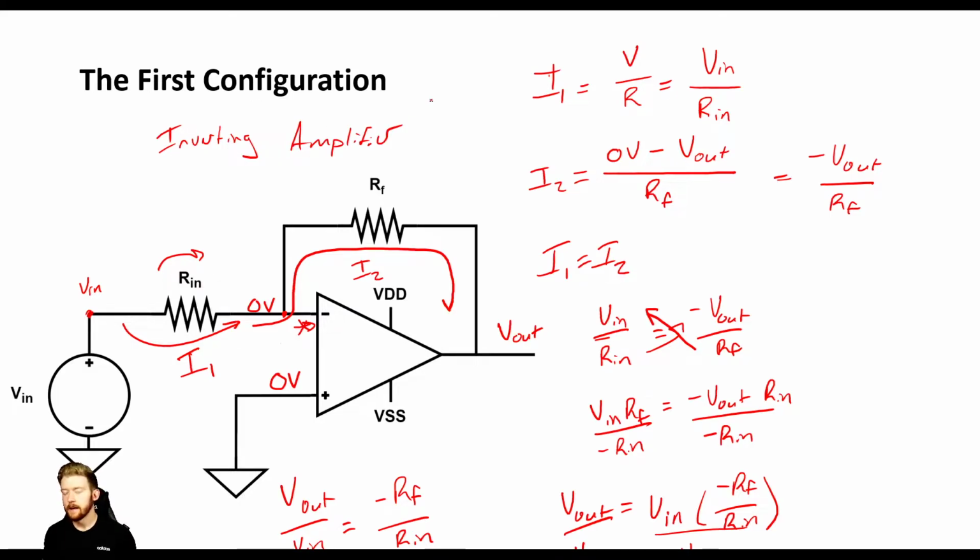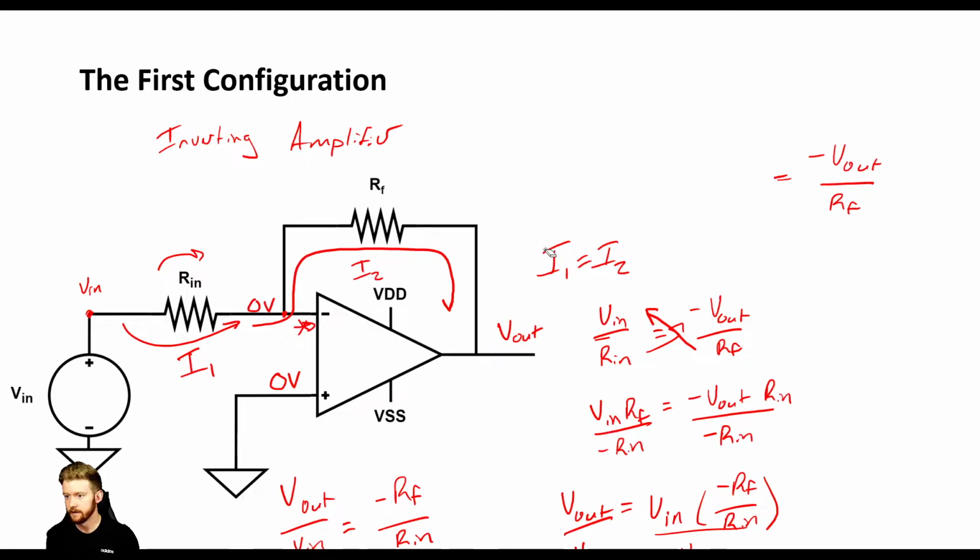So let's say that we have some signal coming out of a guitar. I'm going to erase some of this math over here. We want to amplify this signal by 10 times. We can actually use this inverting amplifier to do that.